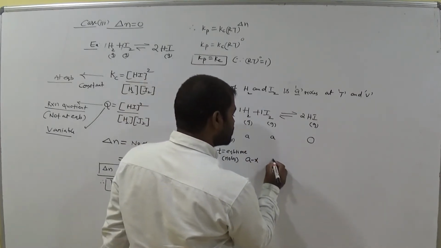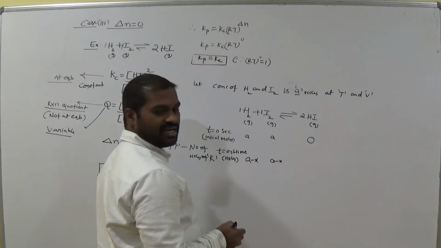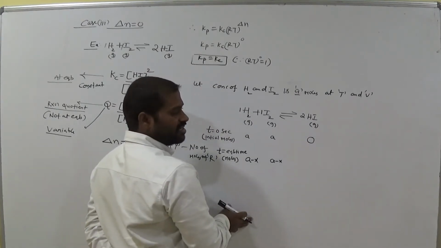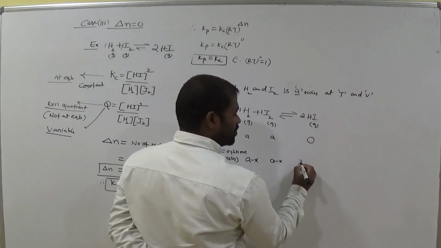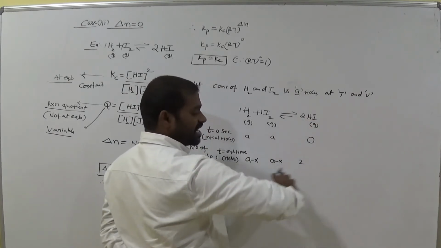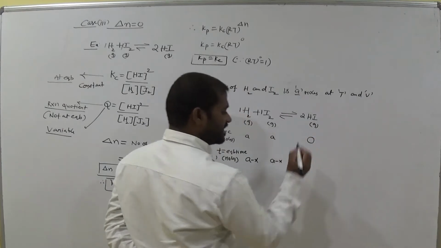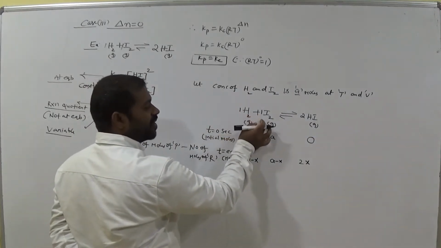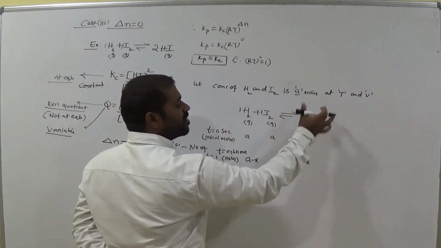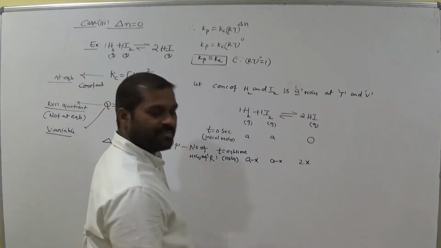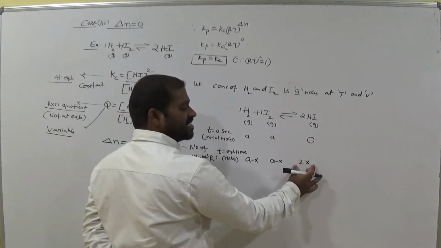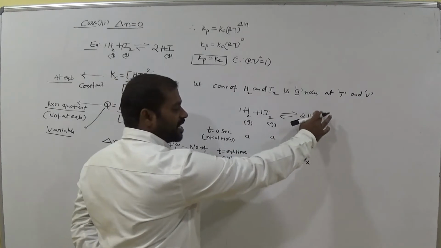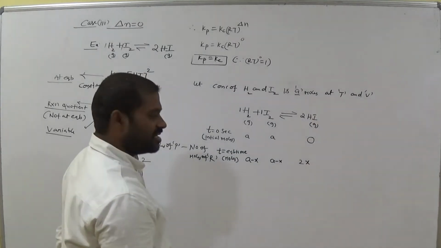So for this one it is also A minus X, am I right? Now how many moles of products are formed here? The number of moles is 2. So X moles decrease means 2 into X. That means 1 mole of H2 and 1 mole of I2 combine, it gives 2 moles of hydrogen iodide. So here it is 2X. 2X is the product. So the equilibrium moles of product is 2X. Am I right?